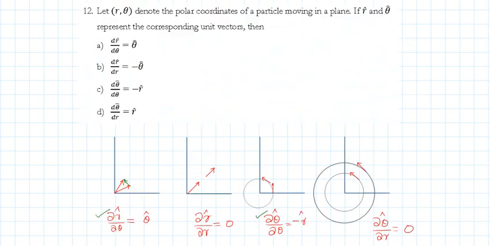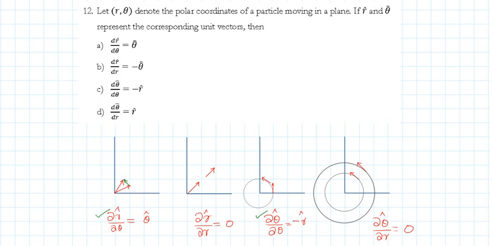Now the next question is, let r, theta denote the polar coordinates of a particle moving in a plane. If r cap and theta cap represent the corresponding unit vectors, then which of the four options are correct? Again, a similar question we discussed earlier for 2 marks. This is also a question of 2 marks. So if you have an idea of the unit vectors in plane polar coordinates, actually you can score 4 marks in this exam. So what about d r cap by d theta? All these quantities we evaluated earlier, but I will explain once more.